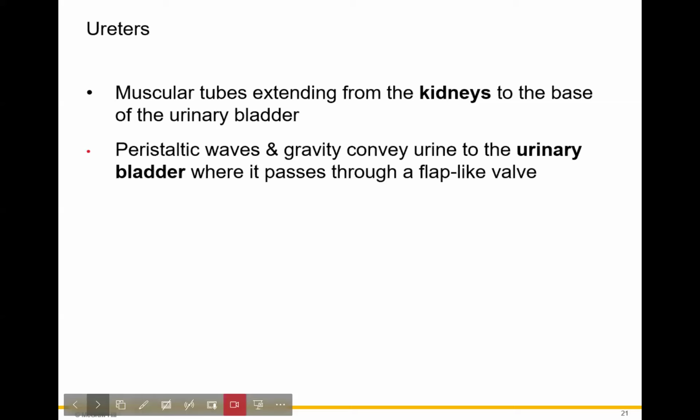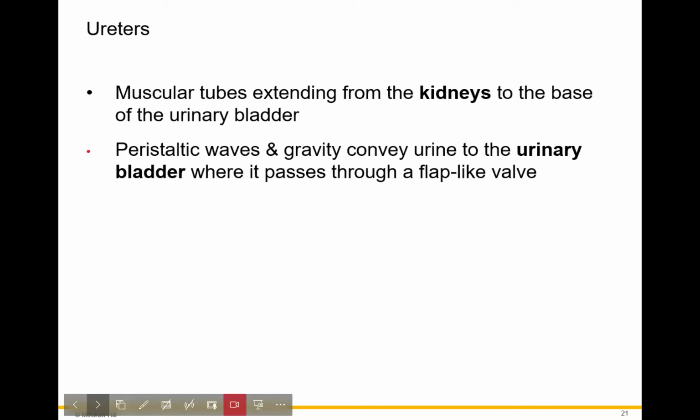And so peristalsis, which we studied with the digestive system, is rhythmic contraction of smooth muscle that moves substances along. So there's peristaltic waves and gravity. This assists in moving urine into the urinary bladder. So there's just a little flap-like valve, and that allows urine to enter but not to exit once it's gone into the bladder.